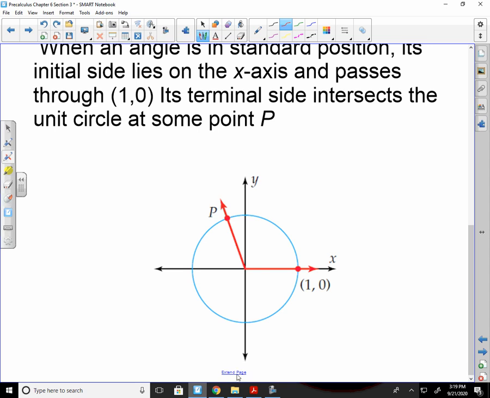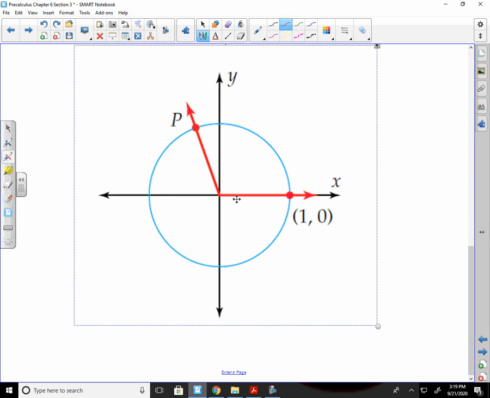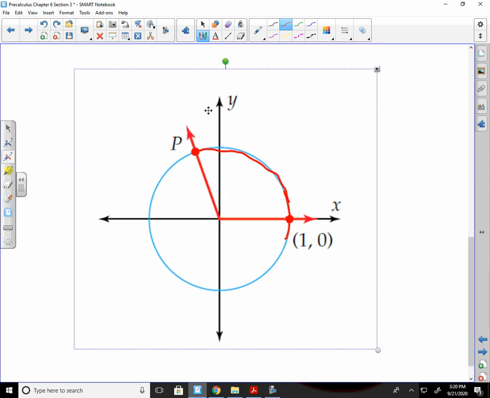Here is our circle. We can see that it goes through the point (1, 0) on the initial side. So our circle is at (1, 0). And then our ray opens up to where we get P, and we have this angle in here. So this is our actual angle measurement, everything inside of here.